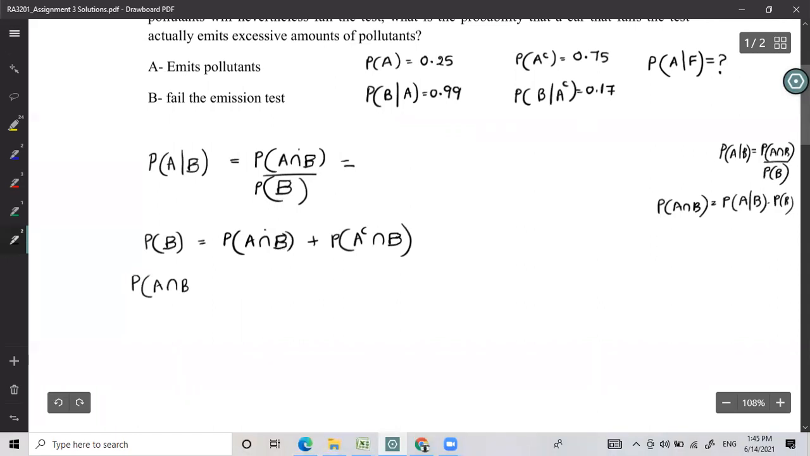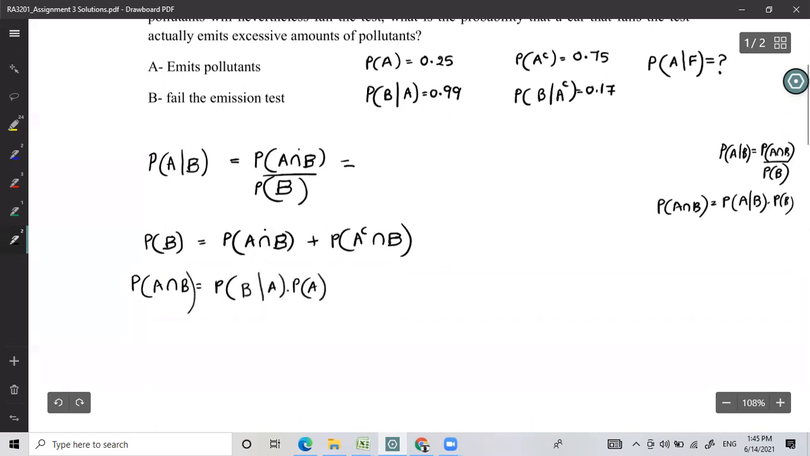A intersection B is what? Probability of B given A times P(A). Okay, so this is the conditional probability, the multiplication rule, right? And then you need the next one, probability of B given A complement times P(A complement).